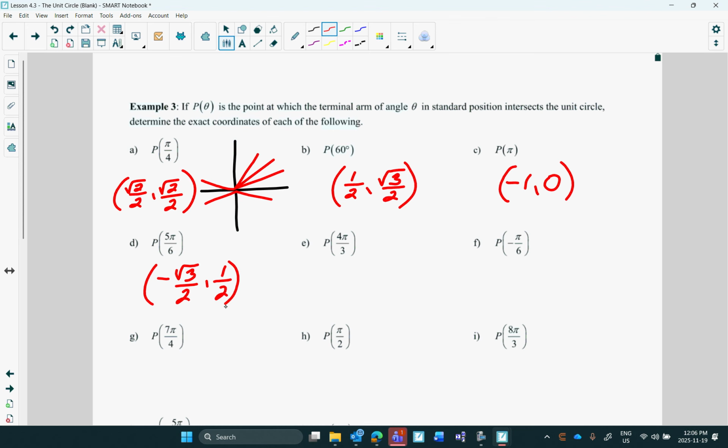Four pi over 3. The pi over 3s are the ones that are up high in the first quadrant. So it's going to be here, here, and here. What quadrant? 3. So it's going to be down here. So it's the short value and then the long value: 1 over 2, root 3 over 2. But because it's quadrant 3, both negative.